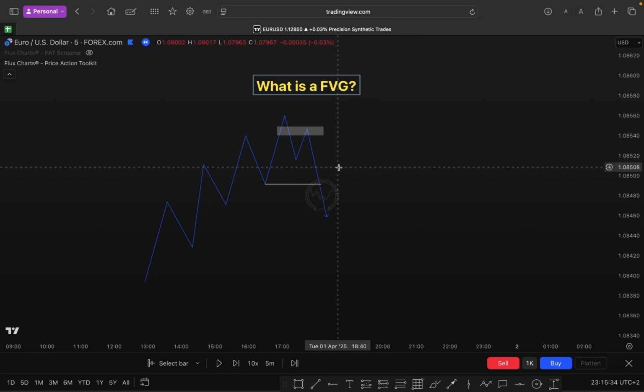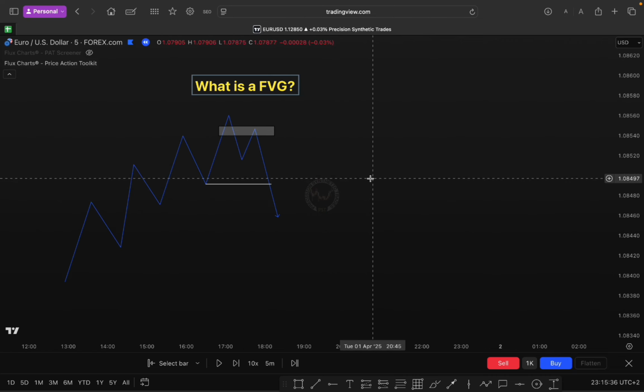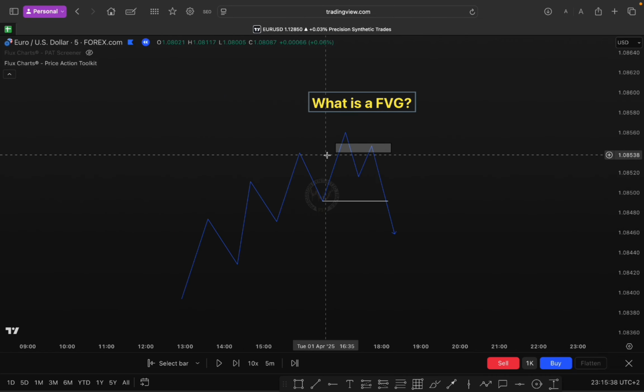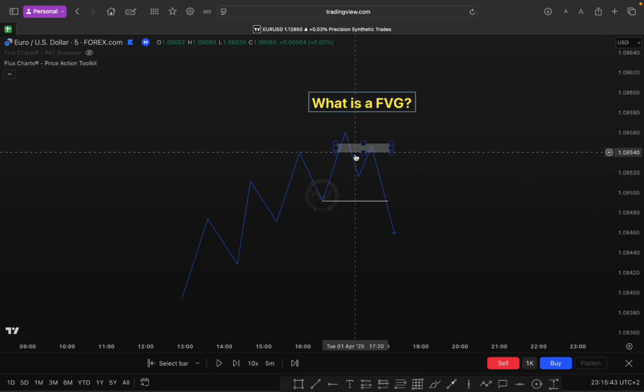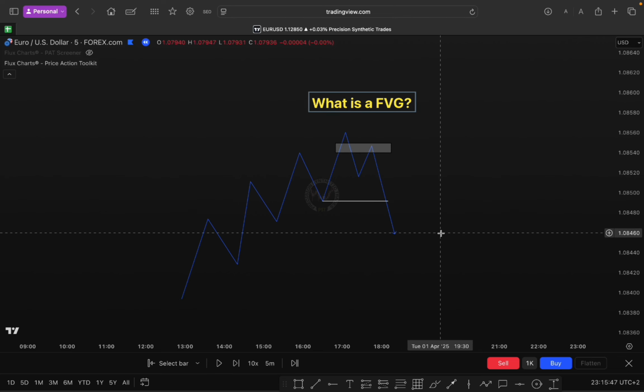For this video that I'm showing you now, what I've seen is when we have a session and there's a sweep of the session, you can enter on the opposite first fair value gap and then target a 1 to 2.